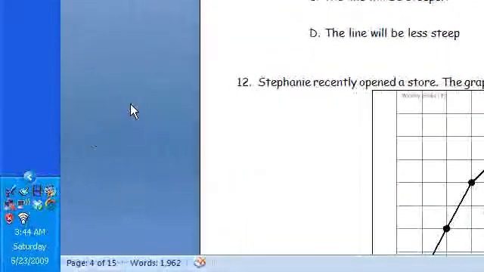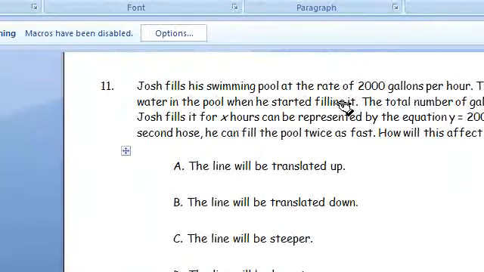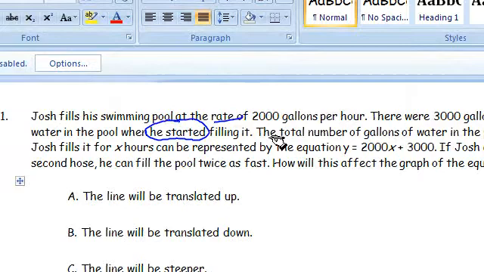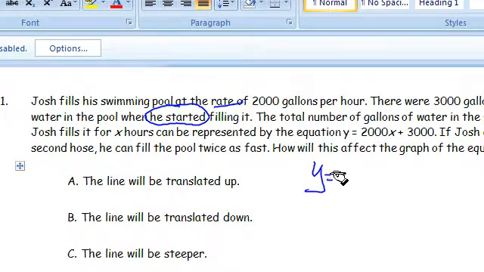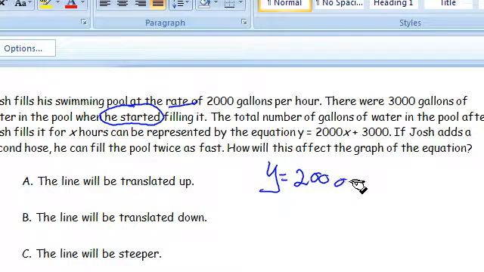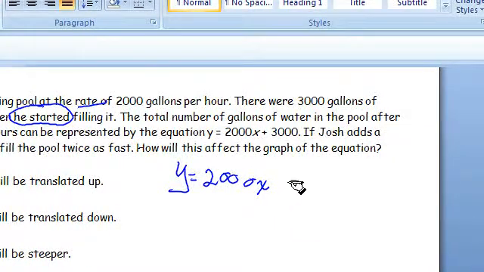Alright, number 11. Got my pen tool working. Josh fills a swimming pool at the rate of 2,000 gallons per hour. There were 3,000 gallons of water in the pool when he started filling it. Alright, so we have enough info here to make a linear function out of this. So his rate was 2,000 gallons per hour, 2,000x, but there were already 3,000 when he started filling it, so plus 3,000.